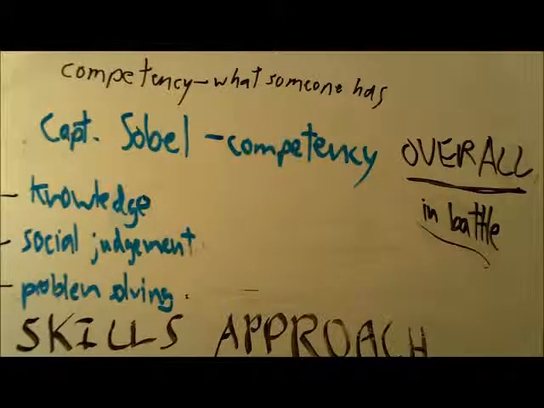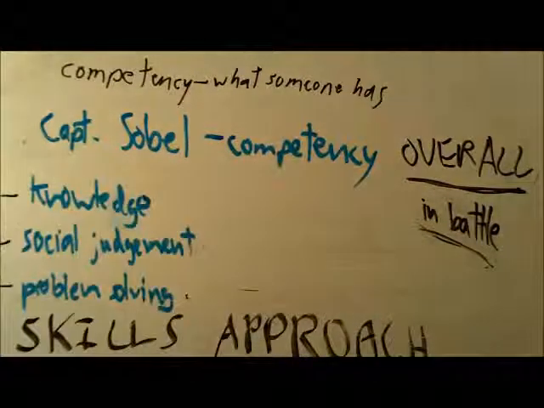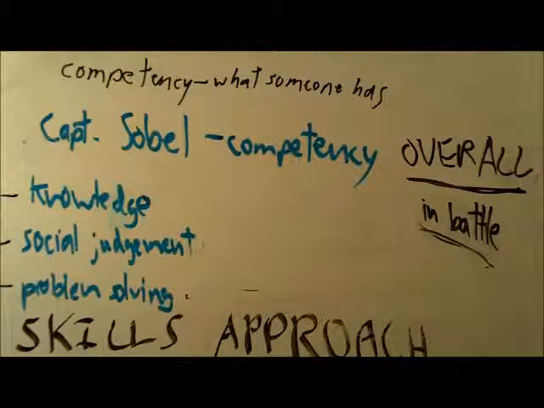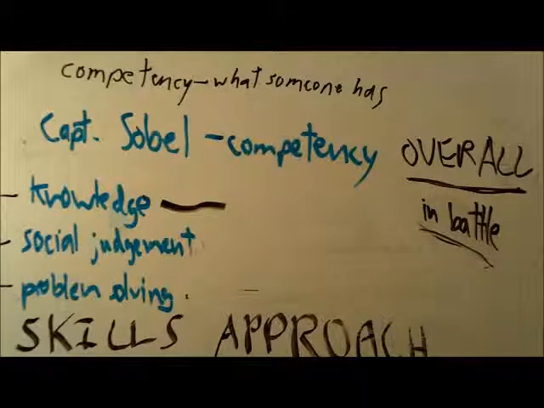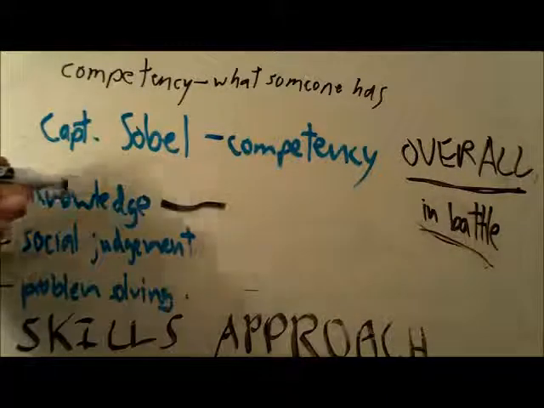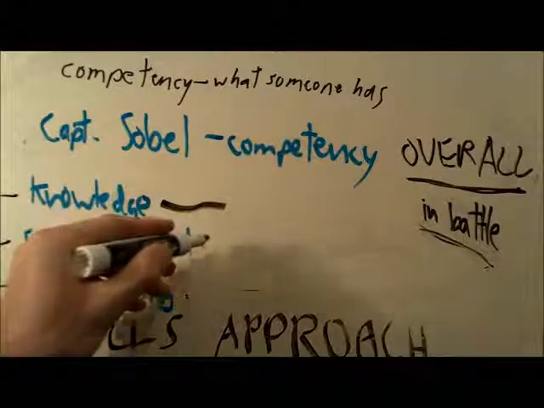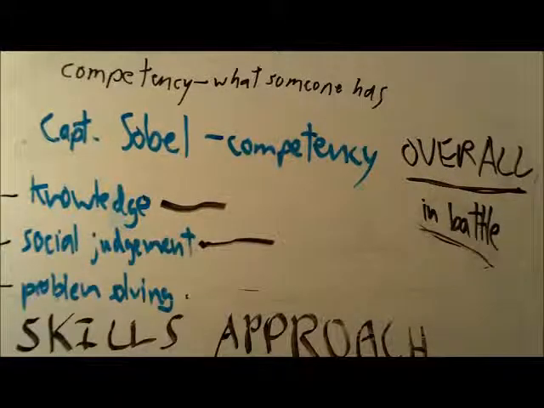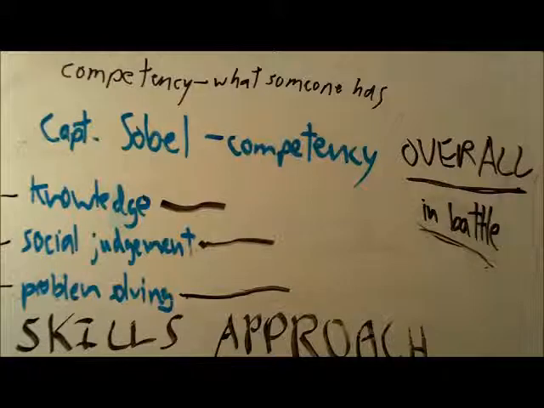Now we're going to go ahead and analyze Sobel's leadership in battle through competencies. So, like we saw before, he's not very good at reading maps. So we're going to say that his knowledge is very low. And also, because he's not good at reading maps, he's not a very confident leader. So we're going to say his social judgment is low. And also, tactical wise, pretty poor. So we're going to say that his problem solving is also fairly low.